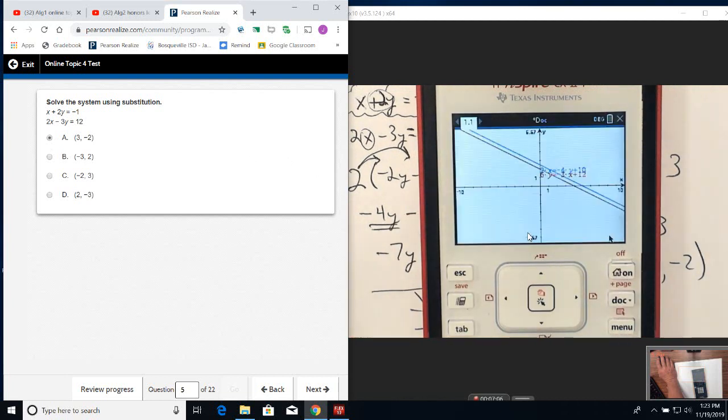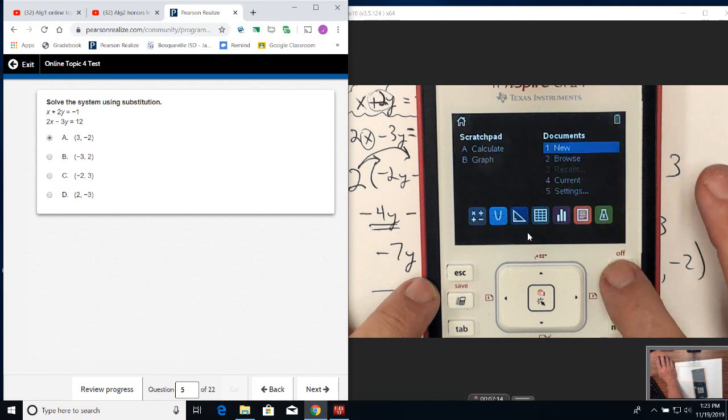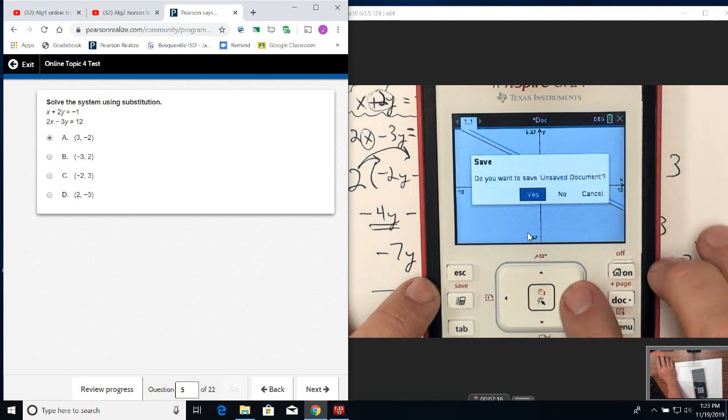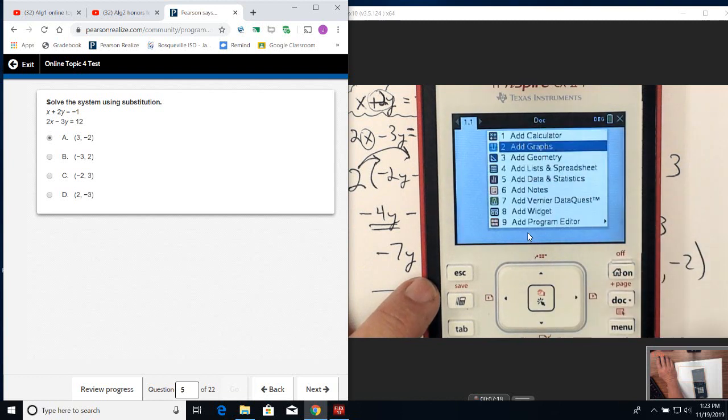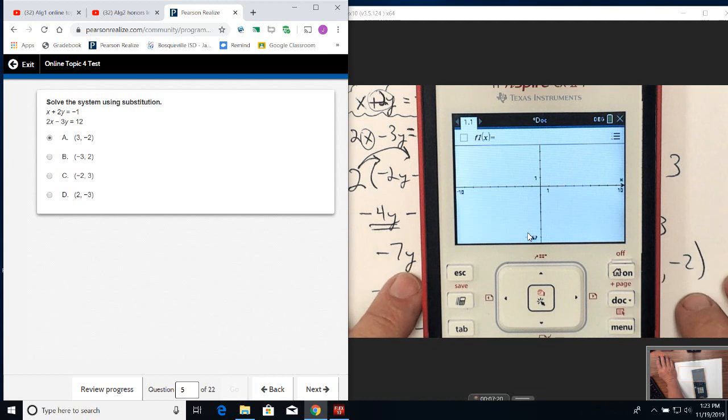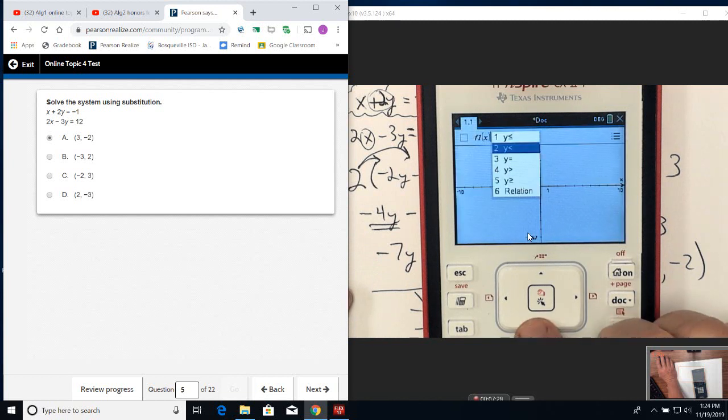Now, we could have gotten that answer, and we can prove that answer by just graphing it. I'll show you that real quick, and then we'll move on and not do any more of those. To solve this by graphing, I go to the Home Screen, then go to New. Don't save my last one, and then add my graph. I want to graph a relation.